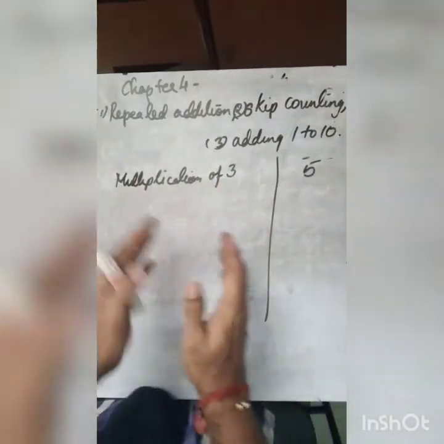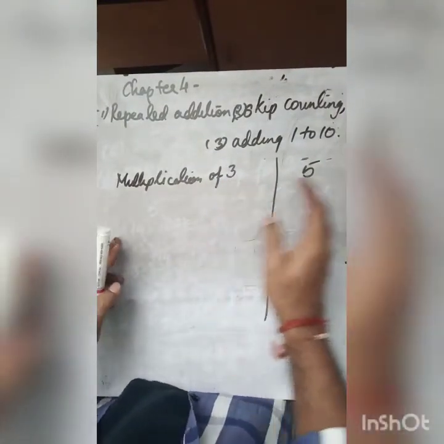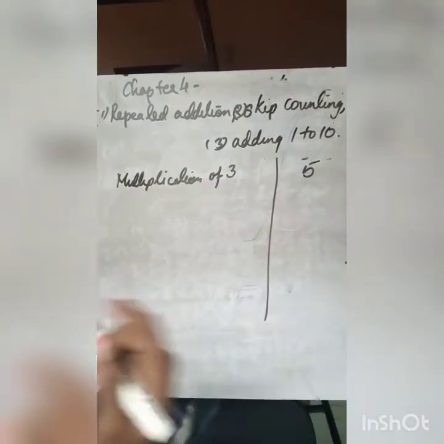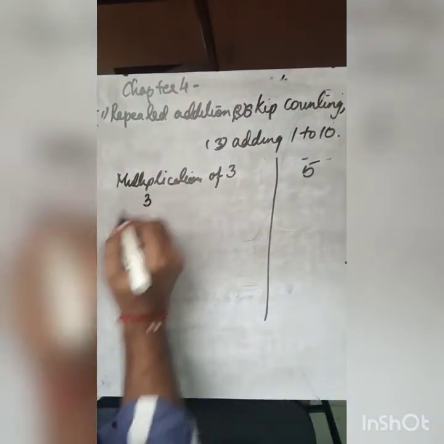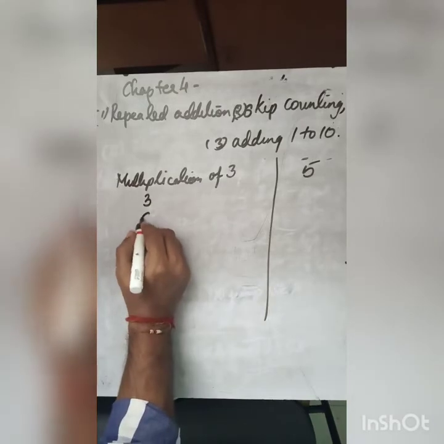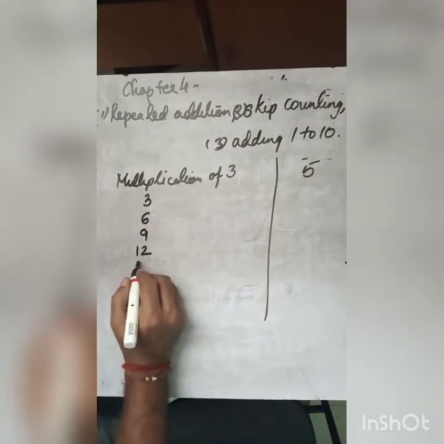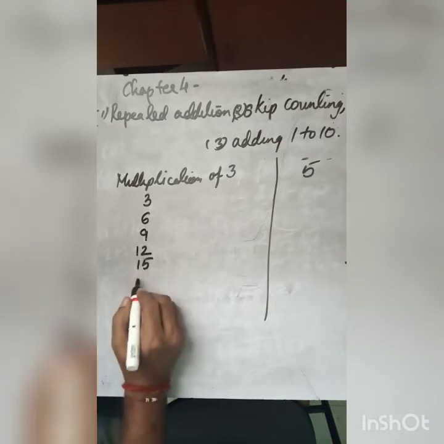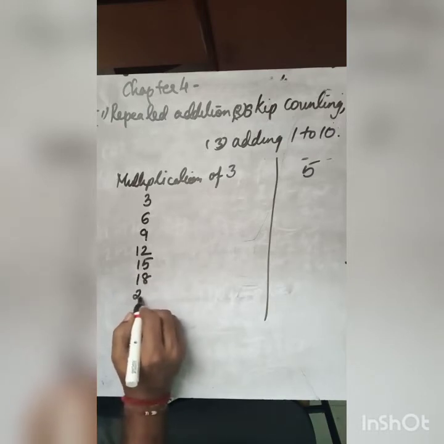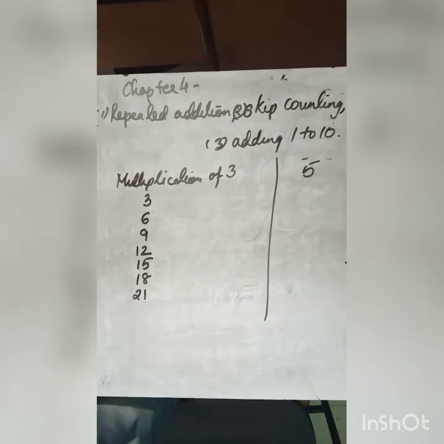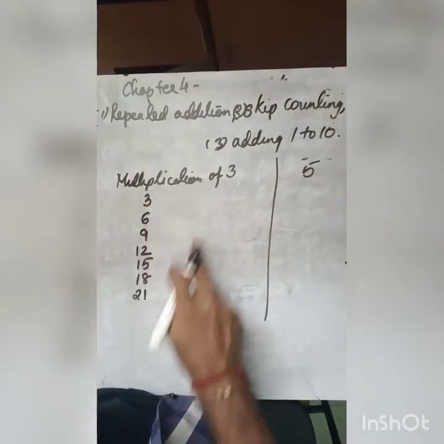So, pehle kya hoga? Left hand side mein chota table aayega, 3 ka. Right hand side pe 5. So, yahan pe mujhe 3 ka table likhna hai. 3 ka table kya? 3 ones are 3, 3 twos are 6, 3 threes are 9, 3 fours are 12, 3 fives are 15, 3 sixes are 18, 3 sevens are 21. Ab dekho, this is the table of 3.